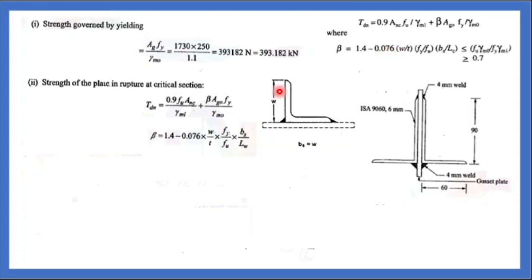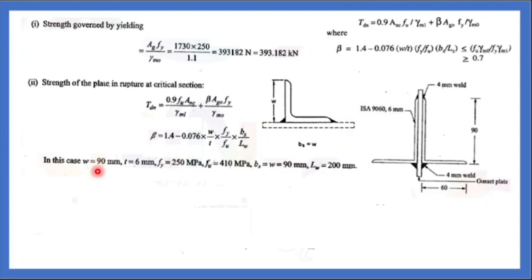Width of the outstanding leg. What is your width of the outstanding leg? 60. T, the thickness, is 6 mm. What is Fy? Yield strength 250. Ultimate strength 400. Then what is bs? Given in this picture, bs equals w. W is 60, and the length of weld. In the formula they have used Lc. What do you mean by Lc? Length of connection. Here you should use the connection length. The length of connection they have given in the data is 200 mm.